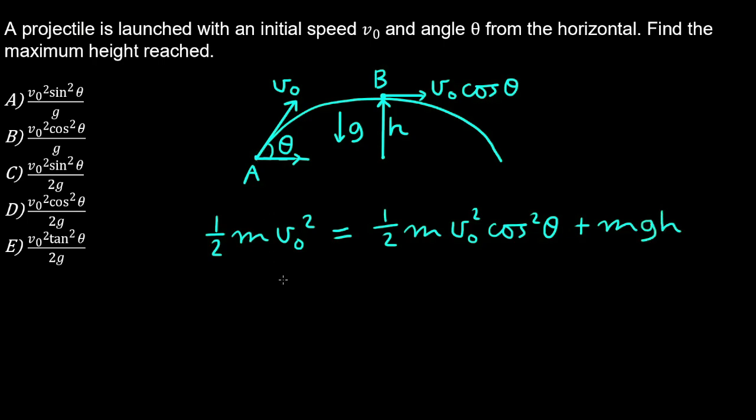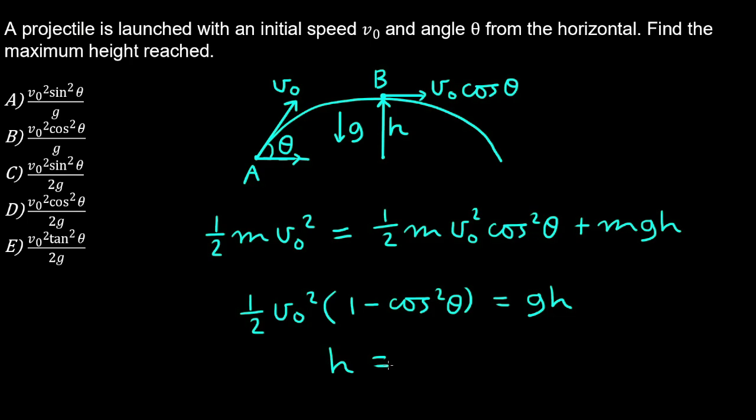So if we divide through by m, we have 1/2 by v0 squared, and subtracting this term from the right hand side, we have 1 minus cosine squared theta, and that's equal to gh. And solving for h, and using the trig identity that 1 minus cosine squared theta is sine squared theta, we get v0 squared sine squared theta on 2g. So the correct answer is C.